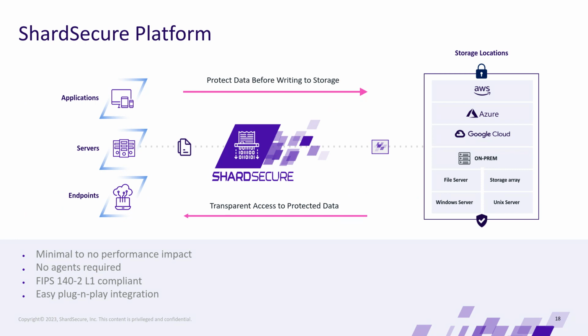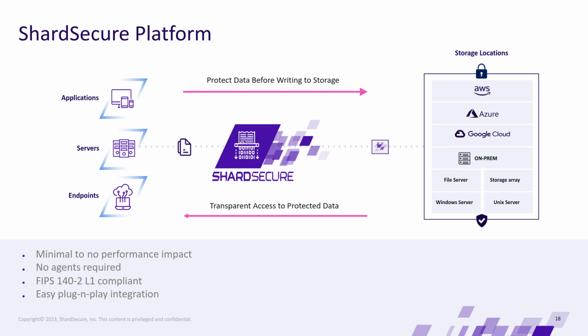So when you look at ShardSecure, you could really think of it as an abstraction layer. So on the left, you have things that create and need to access data. And on the right, you have the storage location where the data eventually ends up. And if ShardSecure wasn't in the picture, you'd have all these applications, servers, and users basically writing and reading data from these storage locations in a pretty much unsecured manner, right? It's data just kind of flowing, and there's not a whole lot to do between the originating point and the destination.